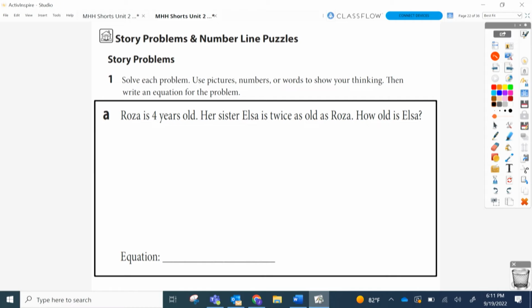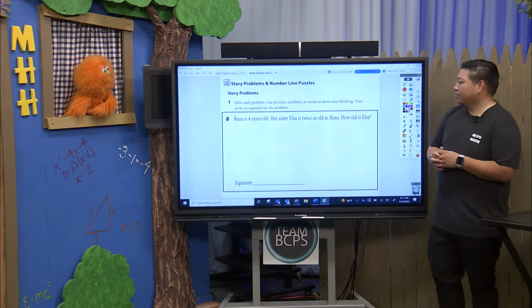All right, so let's do a couple story problems and we'll jump into a number line puzzle. It says solve each problem, use pictures, numbers, words or stories to show your thinking. Then write an equation for the problem. Rosa is 4 years old. Her sister Elsa is twice as old as Rosa. How old is Elsa? So what should we do first, Mr. Teng?